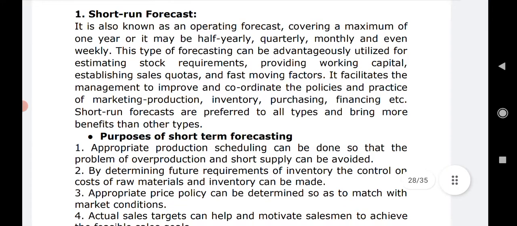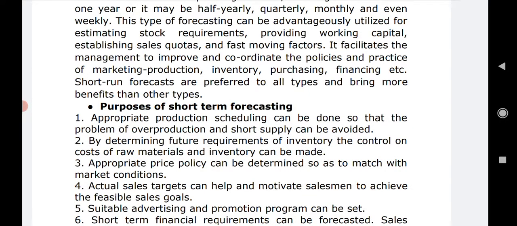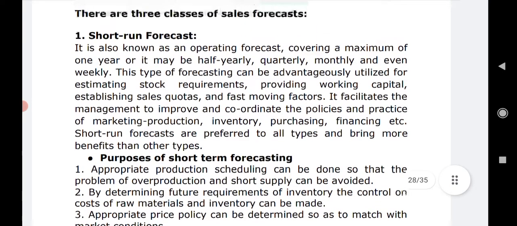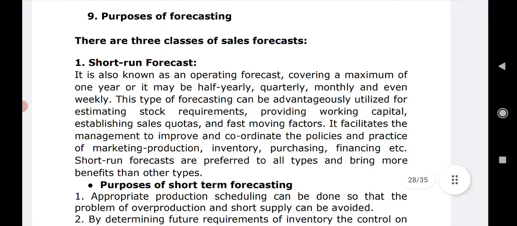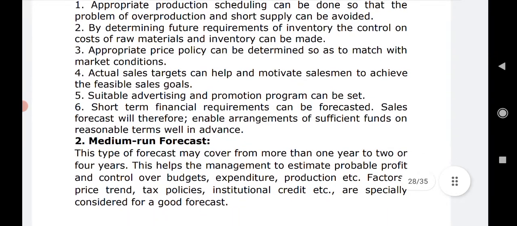And this type of forecasting can be advantageously utilized for estimating the stocks, maybe providing working capital, maybe deciding the sales quotas, and the fast moving factors can be known. So it facilitates the management to improve and coordinate the policies, say related to marketing, production, inventory, purchasing, finance, etc. So short run forecasts are preferred to all the types and bring more benefit than the other types. So this is the very well known purpose or maybe the type of forecast that is done for short run, right? Here a few purposes or objectives have been given.